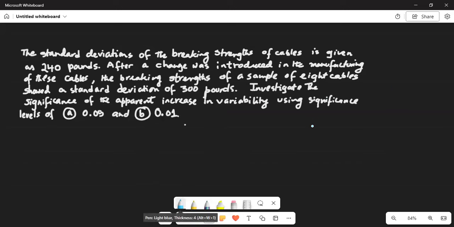The standard deviation of the breaking strengths of cables is given as 240 pounds. After a change was introduced in the manufacturing of these cables, the breaking strength of a sample of 8 cables showed a standard deviation of 300 pounds. Investigate the significance of the apparent increase in variability, using significance levels of 0.05 in part A and 0.01 in part B.